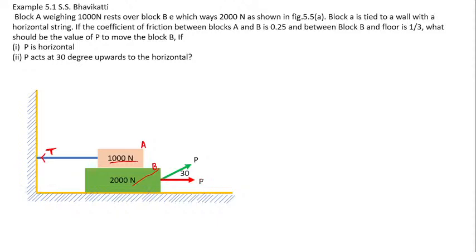It is asked that in the first case, what will be the minimum force P required when force P is applied horizontally to move block B. And in the second case, force P is inclined at 30 degrees and it is asked to find the minimum force P required to move block B.